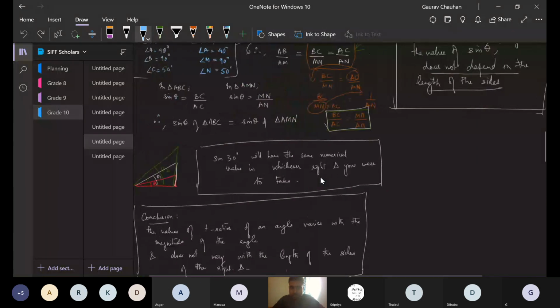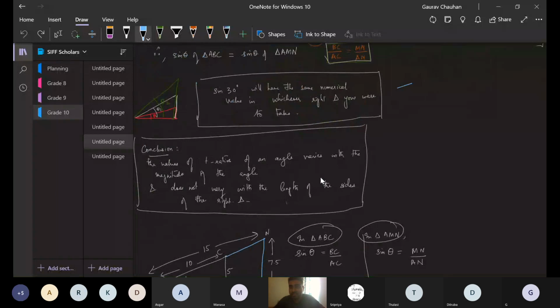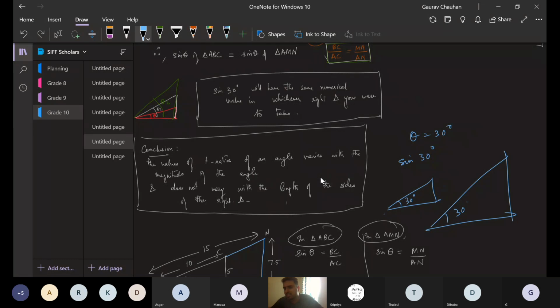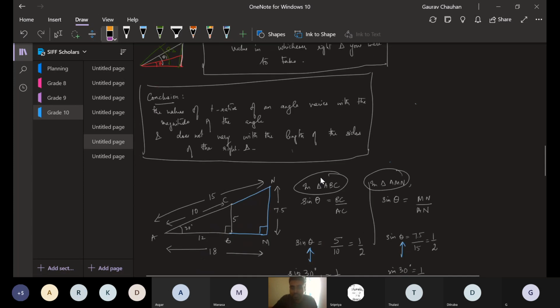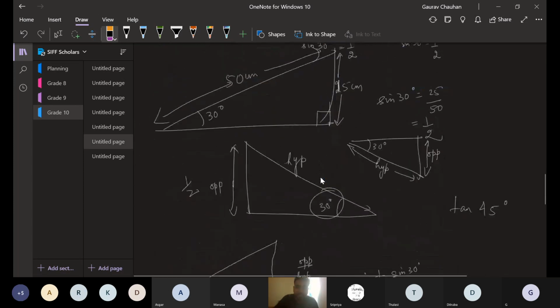We went on to understand that what this means is, if theta is fixed, that is, if theta is equal to 30 degrees, then sine 30 or sine theta will have the same value in this triangle also. If this is 30, in this triangle also if this is 30, in whichever right triangle we take, sine theta will have the same value if your theta is fixed, if your theta is 30 degrees. And we went on to understand that further by seeing what values are there.